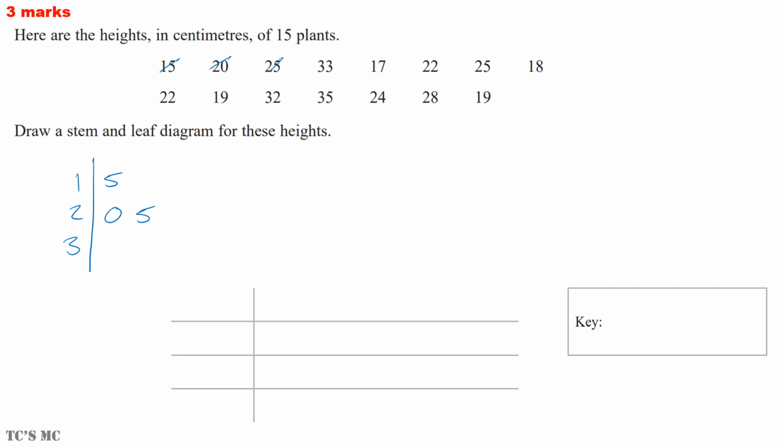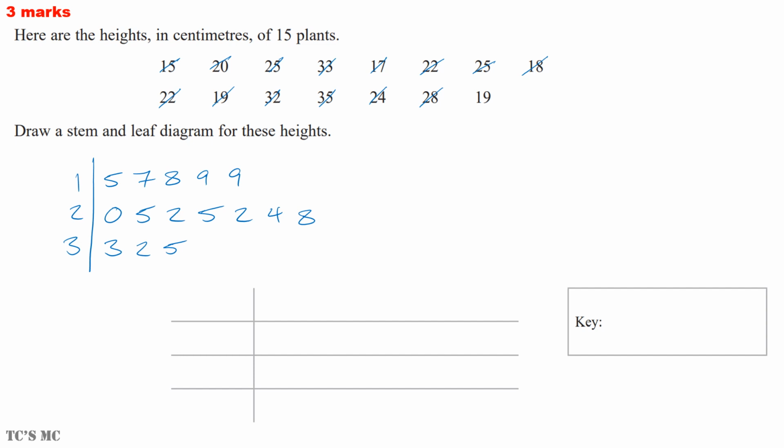For 33, I have 3. For 17, I have 7. For 22, I have 2. For 25, I have 5. For 18, I have 8. For 22, I have 2. For 19, I have 9. For 32, I have 2. For 35, I have 5. For 24, I have 4. For 28, I have 8. And for 19, I have 9.